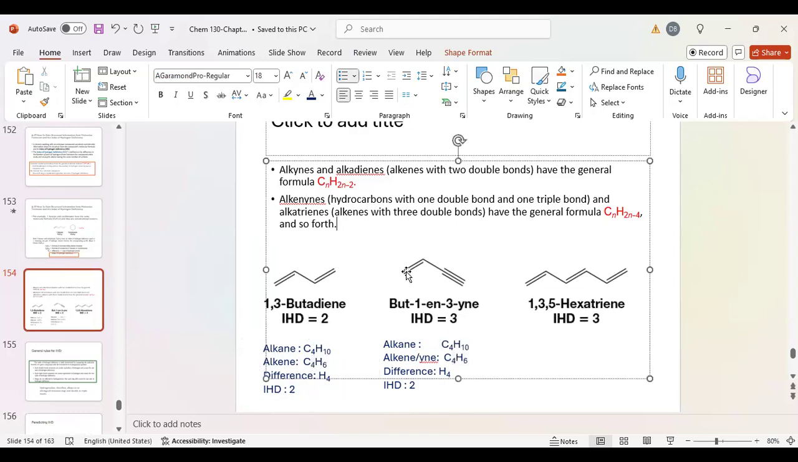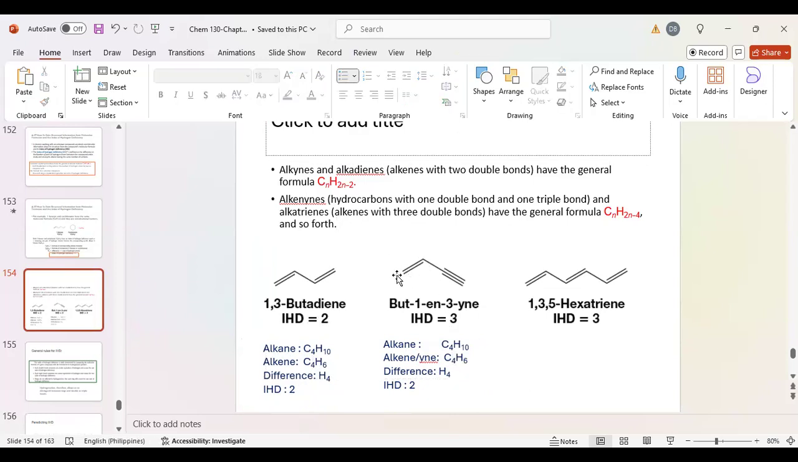You have 1, this is a double bond. You have 1 hydrogen here, 1 hydrogen also here, 2 hydrogens here and 1 hydrogen here. So that's 3, and you have 1 more hydrogen here. So you actually have 4, right? The difference between H10 and H4 is actually H6. But the IHD counts a pair of hydrogens, so 6 divided by 2, because a pair is 2, gives you an index of hydrogen deficiency of 3.